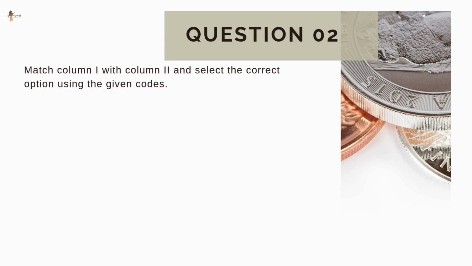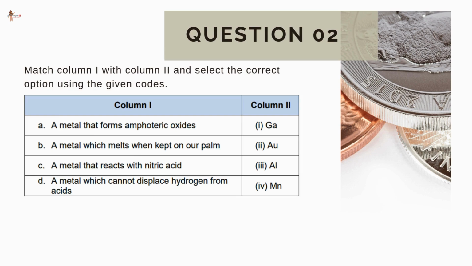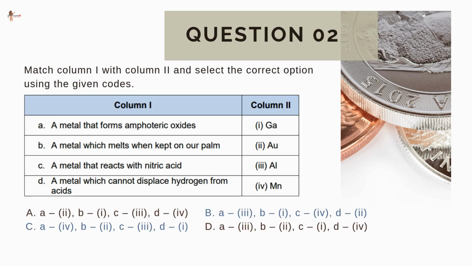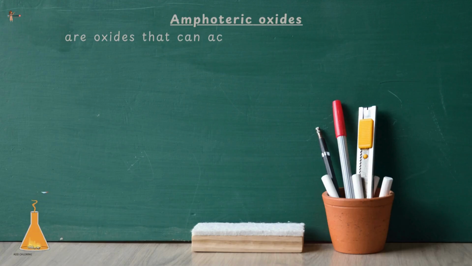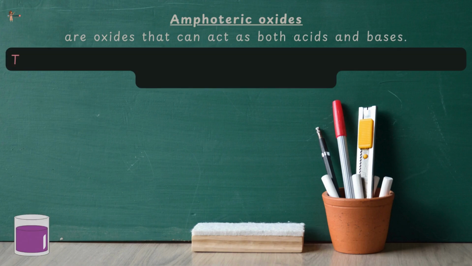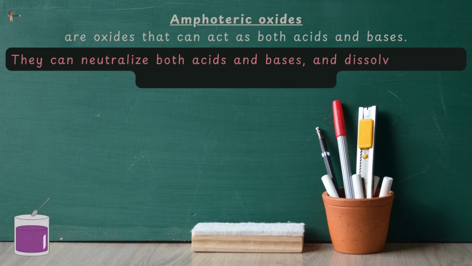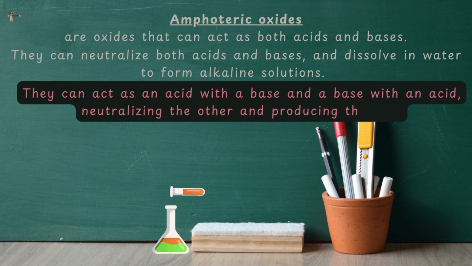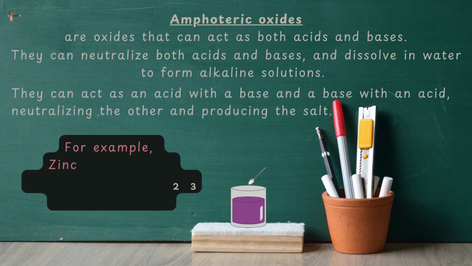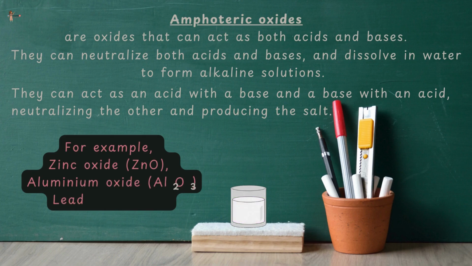Match column 1 with column 2 and select the correct option. These are the options. First is a metal that forms amphoteric oxides. Now, amphoteric oxides are oxides that can act as both acids and bases. They can neutralize both acids and bases. They can act as an acid with a base and a base with an acid, neutralizing the other and producing the salt. For example, zinc oxide, aluminium oxide, lead oxide, etc.